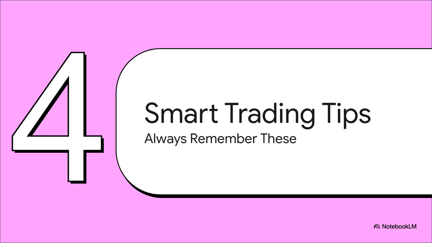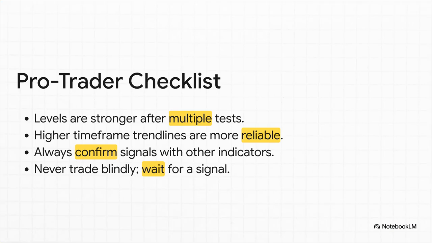All right, now that you've got a good grasp of these tools, let's head into our final section. Section 4, Tips for Smart Trading. These are a few rules you should always keep in mind. Here's a little pro trader checklist for you. First off, the more times a support or resistance level is tested, the stronger it's considered to be. Second, trend lines on higher time frames like the daily or weekly charts are way more reliable.